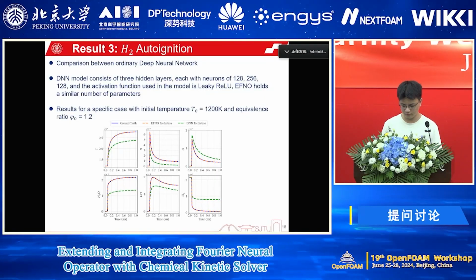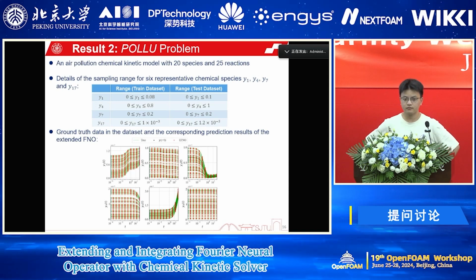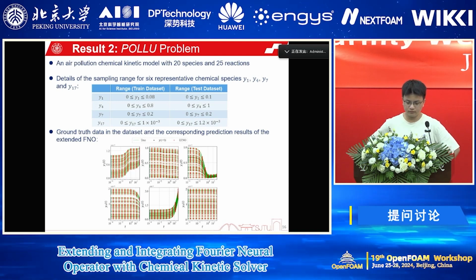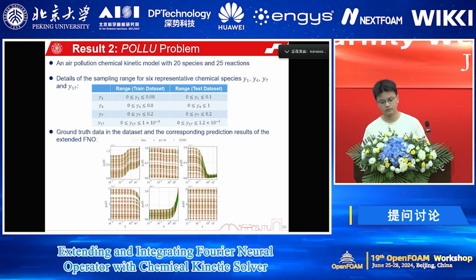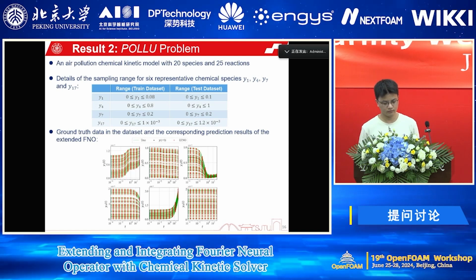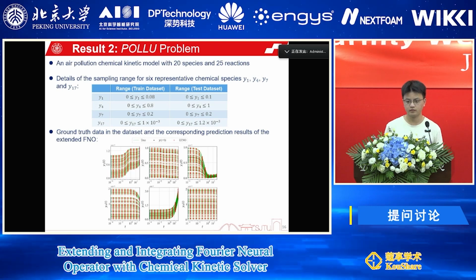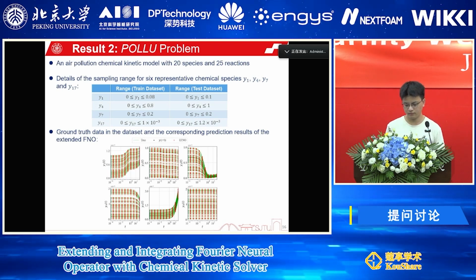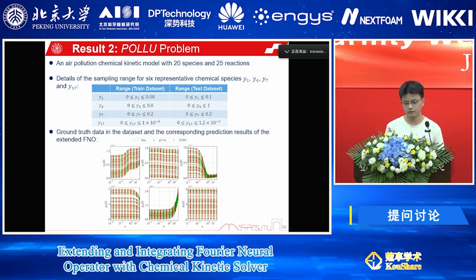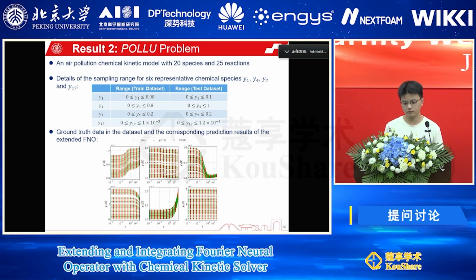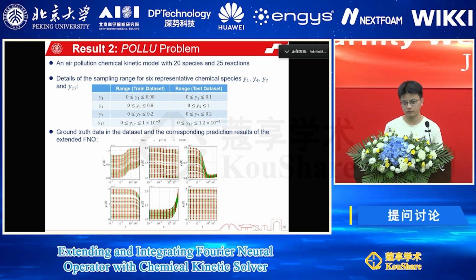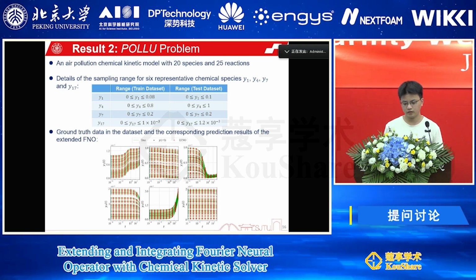Hi, because my research does not involve any chemical reaction, I have a very simple question for you. I think you have a chemical reaction solver. You mentioned that there are 20 species and 25 reactions in your research. Is that right? Did you develop a new solver for your research, or did you just use the embedded original solver in OpenFOAM?